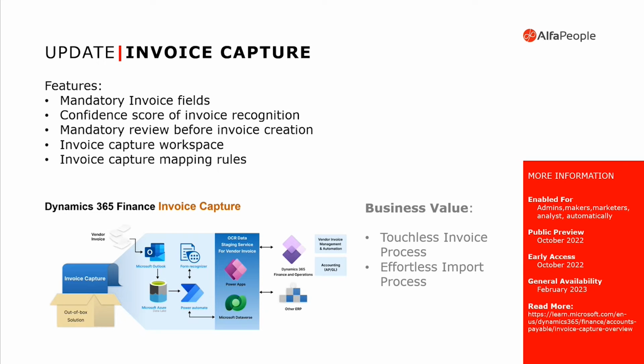So when the mapping rules are used, the accounts payable clerk will check the status instead of manually filling all the missing fields. There are 4 types of mapping rules. There's a legal entity, the vendor account, of course, the items, or eventually expense type.